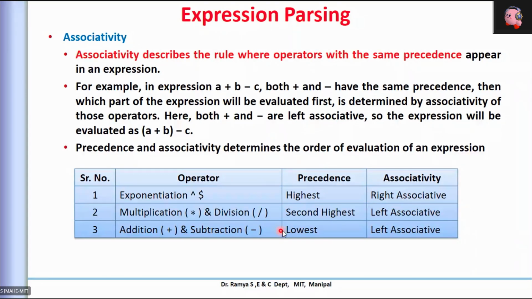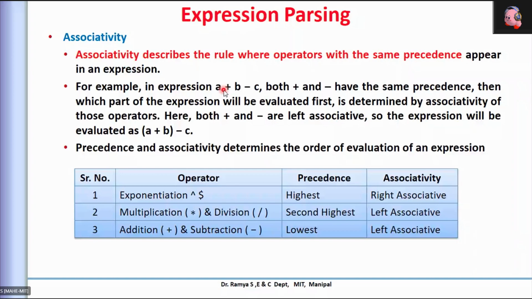Now, for example, I have taken one example here. I want to perform a plus b minus c, and according to the rule, plus and minus have the same level, and they are the lowest, no doubt, because we don't have multiplication or anything else. So both have the same order, same level. In that case, which will be executed first: will it do a plus b, or will it do b minus c?